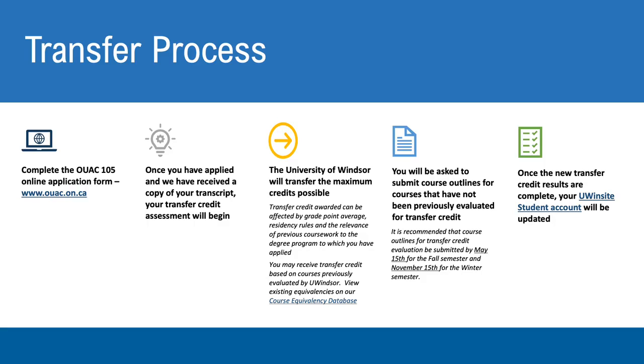To get a rough idea as to how many transfer credits will transfer over to UWindsor, feel free to explore our course equivalency database. Some students may also be required to submit course outlines for courses that have not been previously evaluated for transfer credit. It is recommended that these course outlines be submitted by May 15th for the fall semester and November 15th for the winter semester. Once the transfer credit assessment is complete, your transfer credits will appear on your UInsight student account.